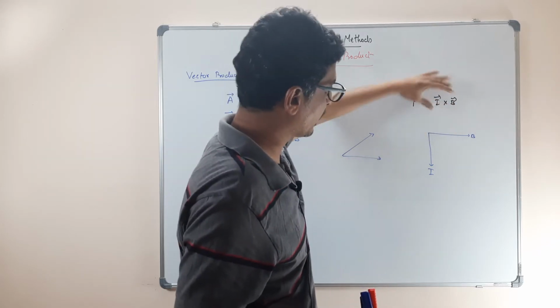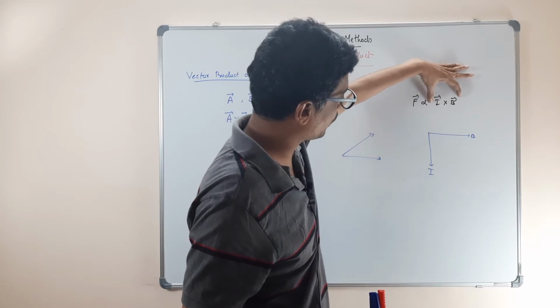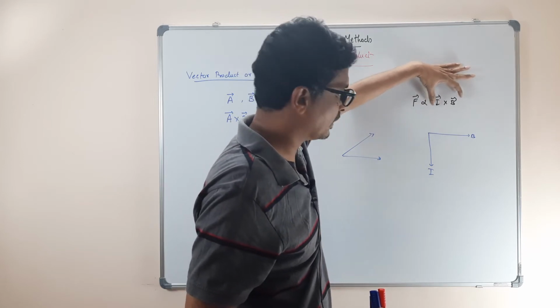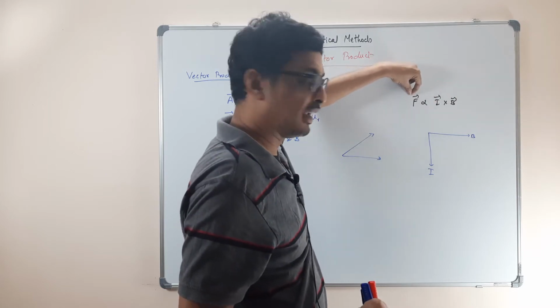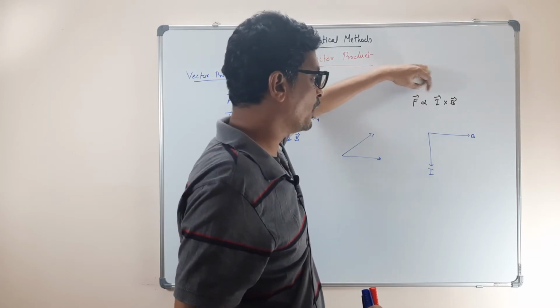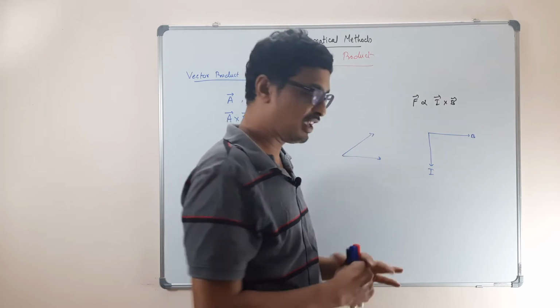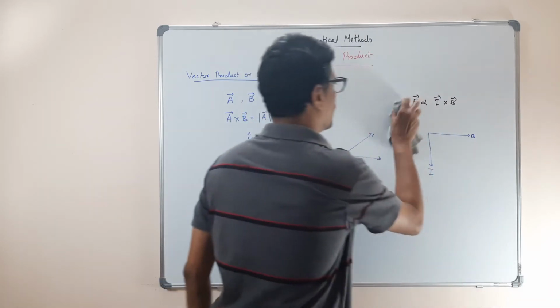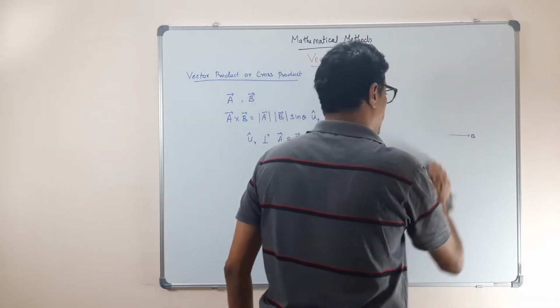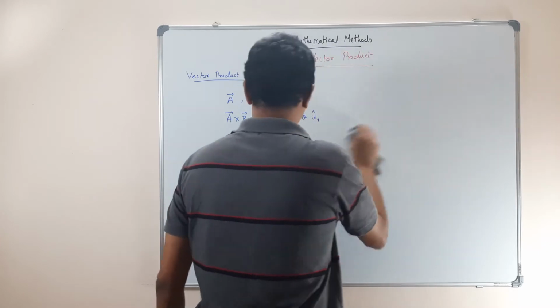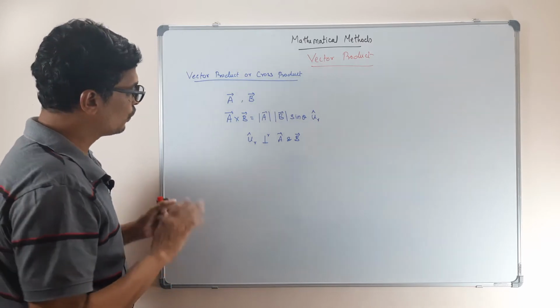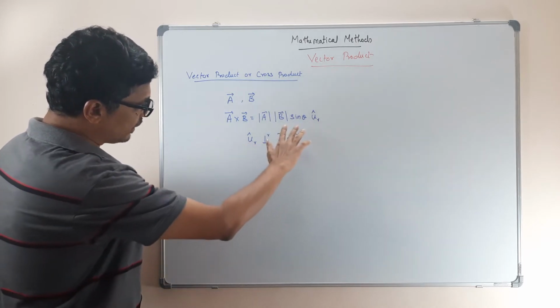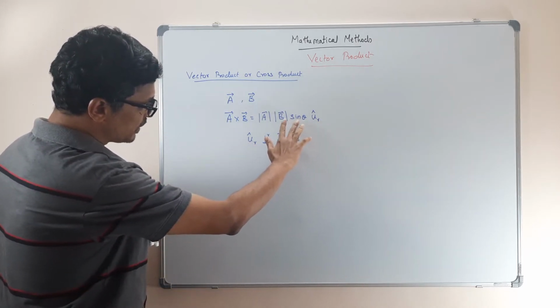So this is one of the cases in physics where two vectors are multiplied to form a third vector, and the third vector will always be perpendicular to the two vectors. This is how a vector product is introduced in physics. And if you remember the dot product, it is interesting.